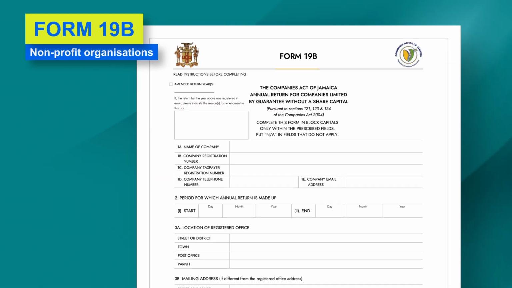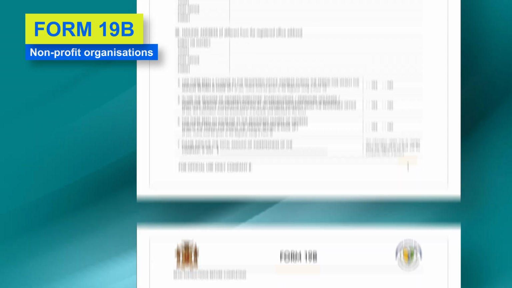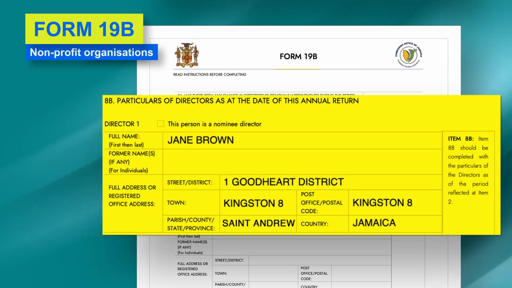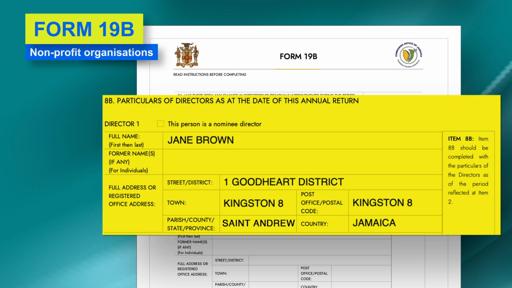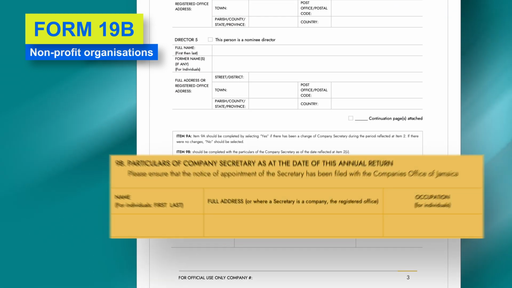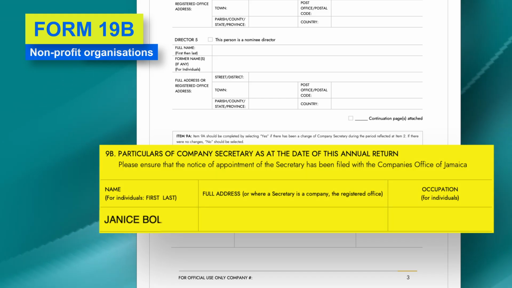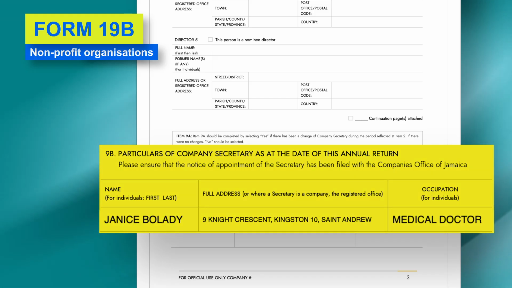Now, let's focus on Form 19B, which must be used for nonprofit organizations. Let's skip to Item 8B. Please ensure that the particulars of each director for the reported period is included. For Item 9B, particulars of the officer who is or was the company secretary during the reported period must also be included.